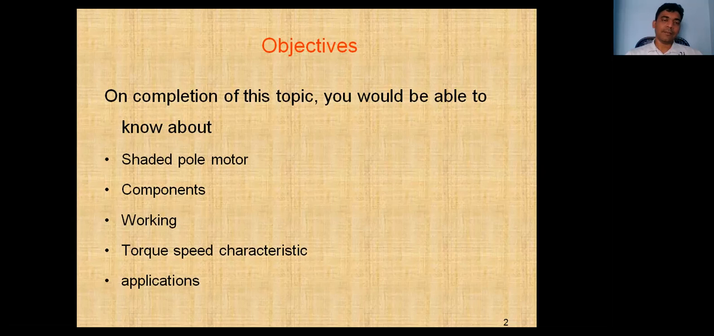In the previous class, we had discussed the permanent capacitor motor, capacitor start motor, and capacitor start capacitor run motor. So out of the 5 types of single phase motors, 4 have been completed till now, and the last topic is the shaded pole motor.